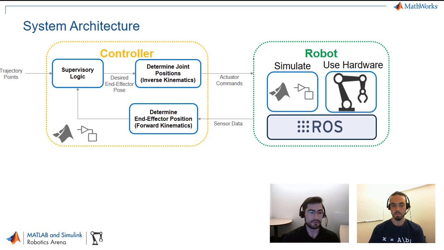For the controller portion, we are going to be using Simulink, but you can also implement a lot of these algorithms in MATLAB. We're going to be designing some supervisory logic to calculate where we want our end effector to be at. So where is the ball? What are the positions within the trajectory that we have to follow? Then we're going to calculate the inverse kinematics, so determine the joint positions, actuator commands, receiving data from the robot to close the loop on where the gripper position is at, and then we're going to do that for a specified full trajectory.